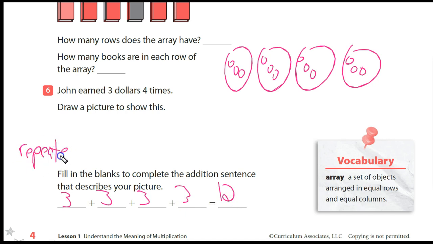That's another strategy. Okay. Repeated addition. Nice job.